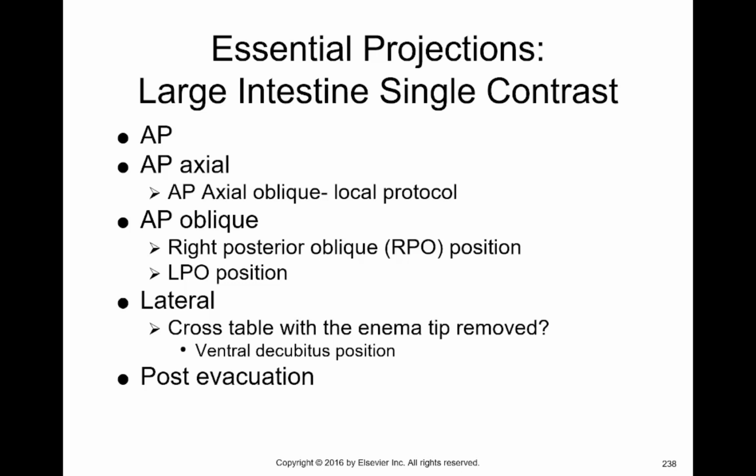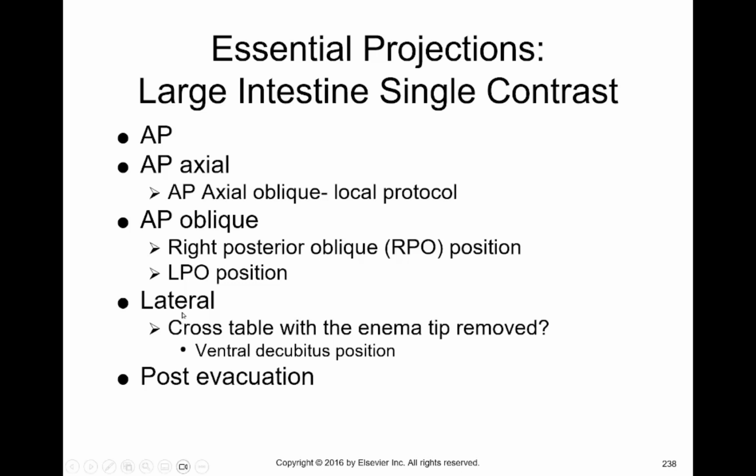So what I recommend that you do is get in the habit of writing down your projections in a logical order and only have the patient rotate one time, so that increases your efficiency, makes you look like you know what you're doing, much better than having the patient roll over and over again. It's more efficient, it's more comfortable for the patient, it gets you through the examination quicker.